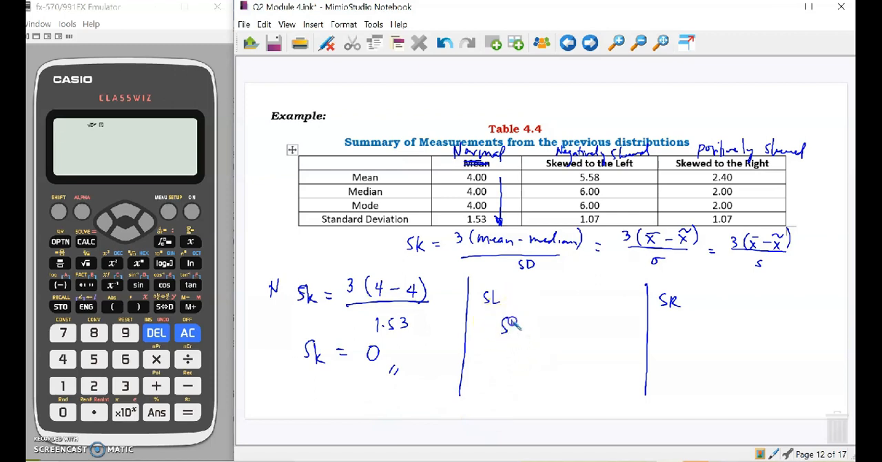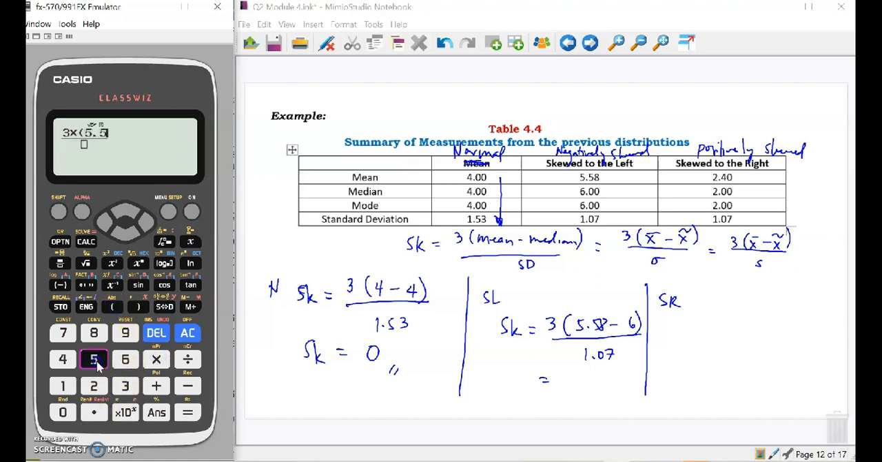Now, skewed to the left, how do we solve for the measure of skewness? Again, we apply the formula. Skewness is equal to 3 times the mean, which is 5.58, minus the median, which is 6, divided by the standard deviation, which is 1.07. Let's use our calculator in this case. Let's just key in everything: 3 times the parenthesis 5.58 minus 6, close parenthesis, divided by 1.07, which is the standard deviation. The answer is negative 126 over 107, or approximately negative 1.18. Okay, that's the skewness.